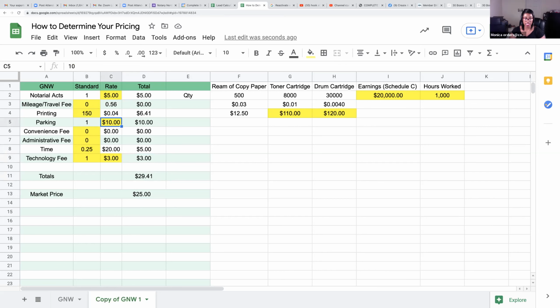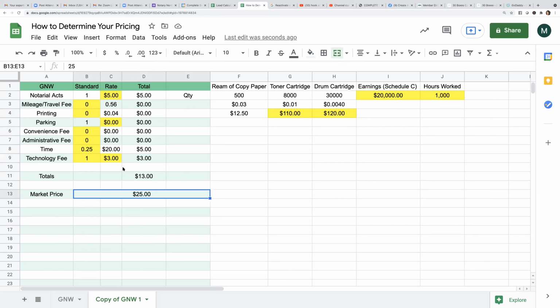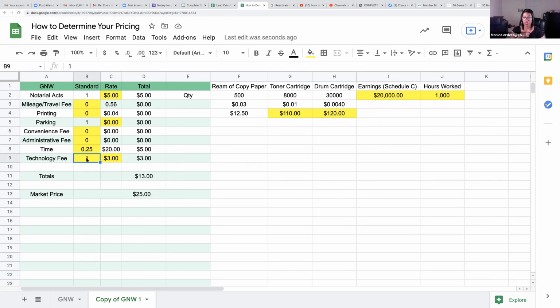I can take away this $10 fee. I can take away this printing fee. But why would I want to price myself below the market? So I think I would put more on the technology fee. Well, if that is justifiable from the numbers that you generate from your research, then absolutely. Right. So you're right. You can play around with these yellow cells.